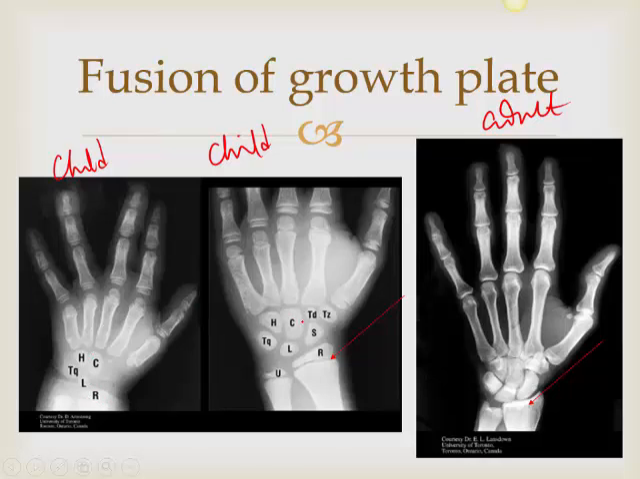Let's take a look at a child who's a bit older where more of the carpal bones are formed. So can you see now all of these are the named carpal bones. So you can see some more have formed.